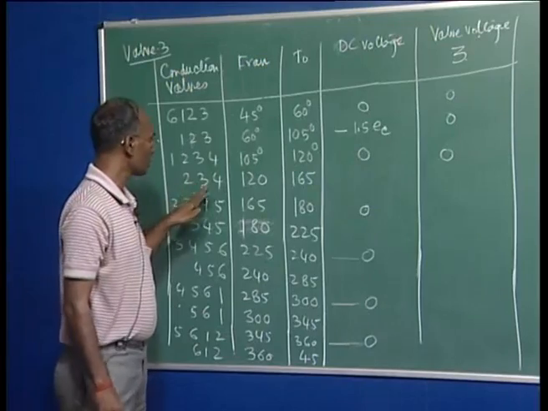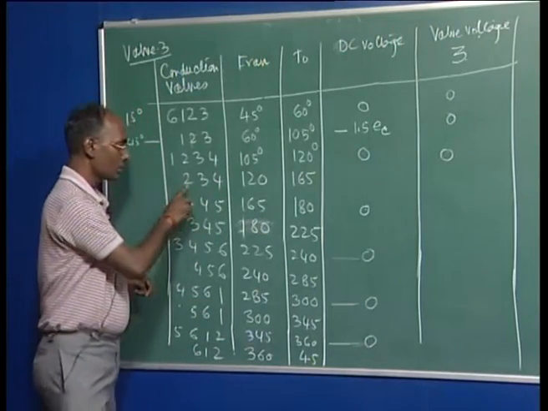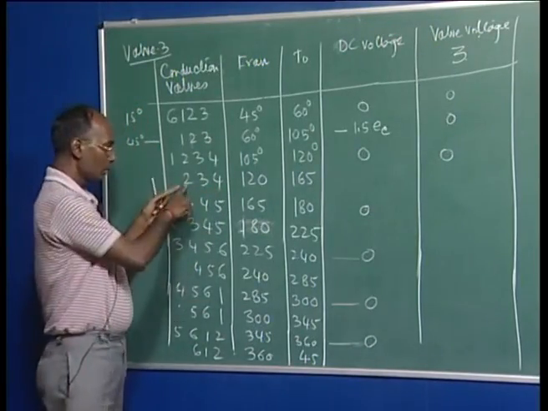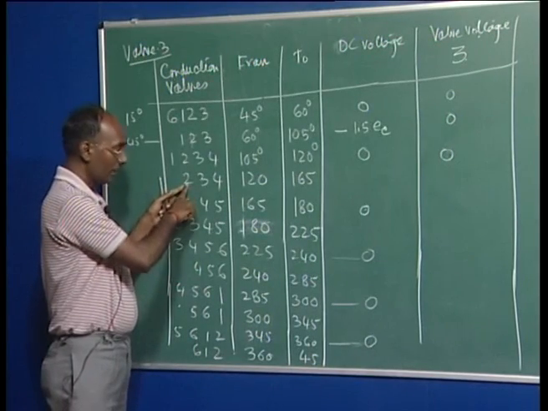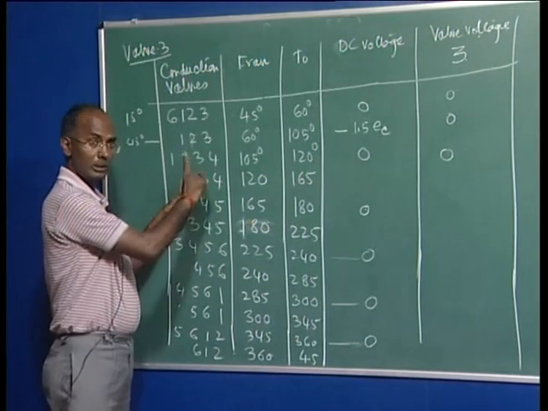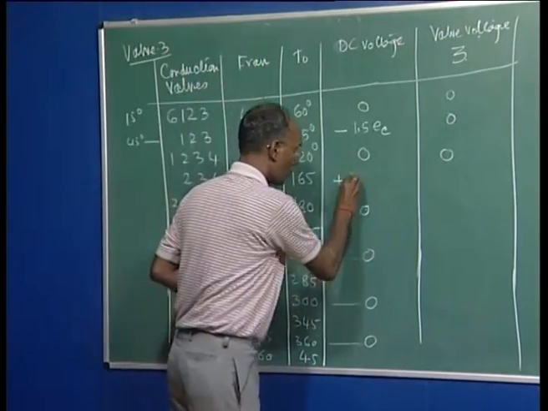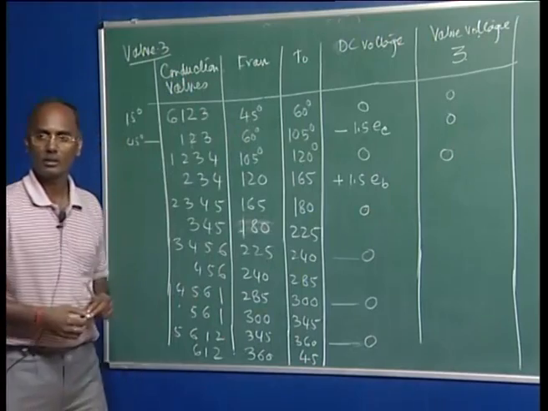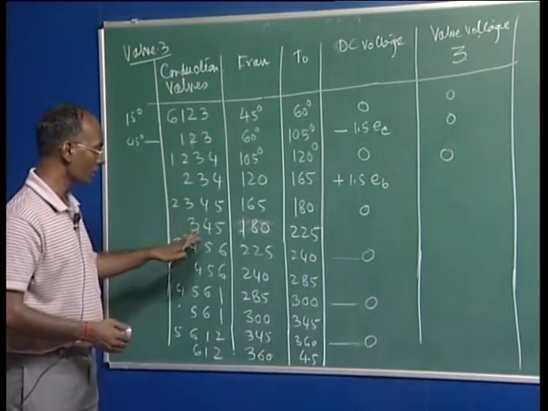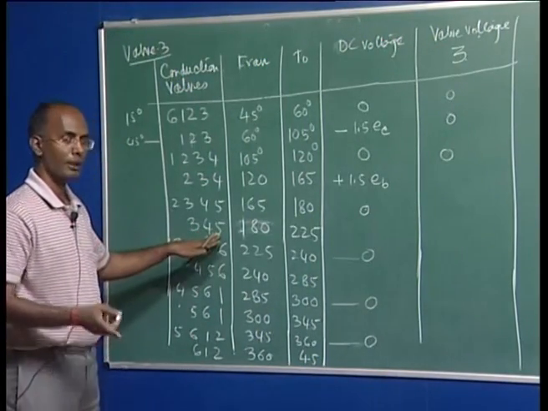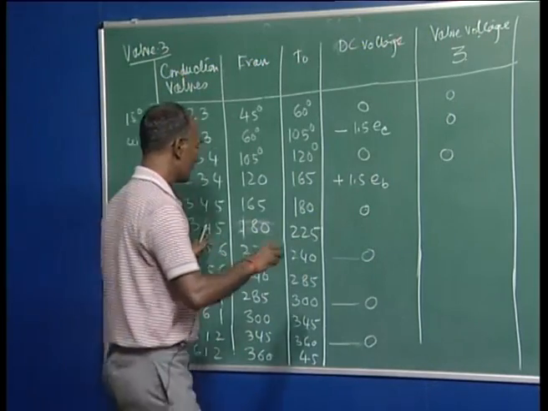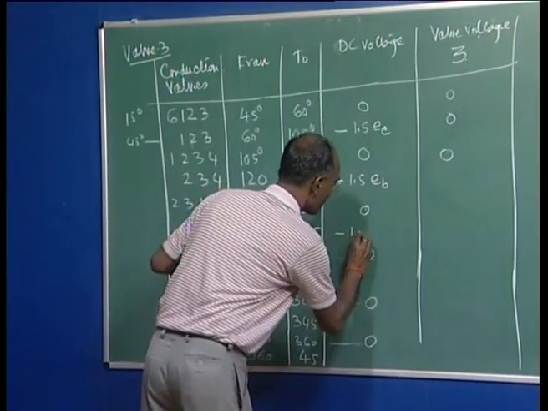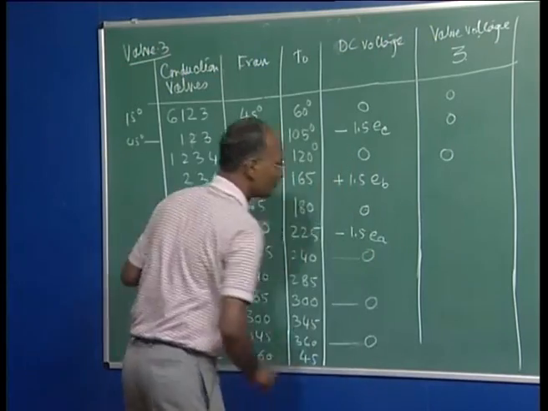Now, in 2, 3, 4 you can see it is a 2 and 4 are the bottom. So, this is your C, here A, so B, and this is a B. So, here plus 1.5 E B. Now, you can see here this is a 3 and 5. So, it is a minus E A, and here it is a minus 1.5 E A.